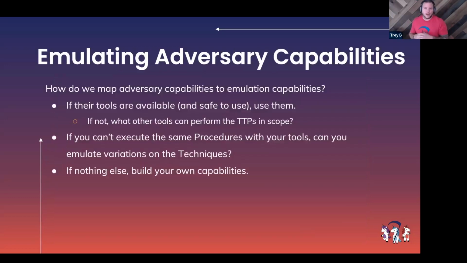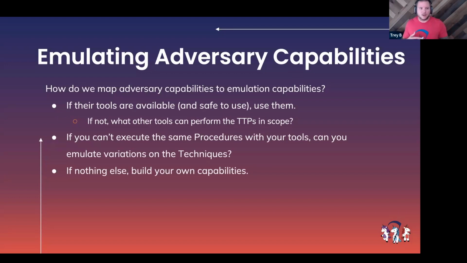Okay, now we're through that. So how can we emulate all of these capabilities we've been talking about, whether it's using our platform or maybe you're trying to home grow it yourself, you're trying to build your own thing from scratch, right? How are we going to map those capabilities that the adversary had to our own emulation capabilities?